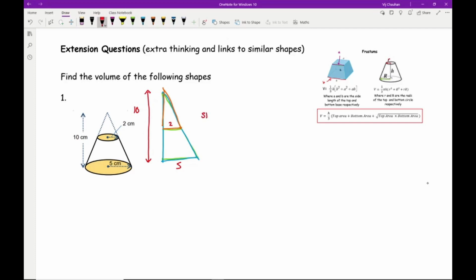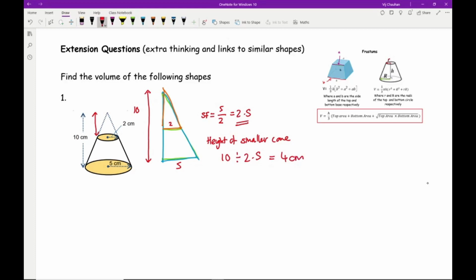So the first thing we need to do is find the scale factor of the two cones, or in this case the two triangles. So the scale factor is going to be 5 over 2, which is 2.5. That basically means I need to use the scale factor to work out the height of the smaller cone, which is going to be 10 divided by 2.5, which therefore gives me 4 centimeters.